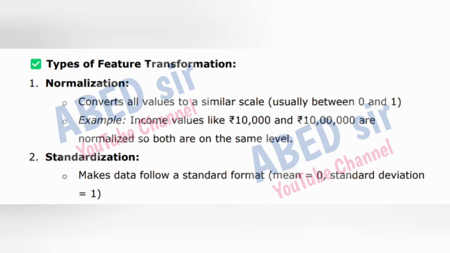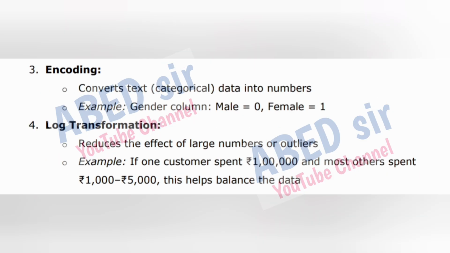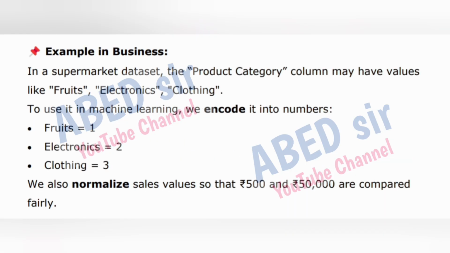2. Standardization. Makes data follow a standard format, mean is equal to 0, standard deviation is equal to 1. 3. Encoding. Converts text, categorical, data into numbers. Example, gender column. Male is equal to 0, female is equal to 1. 4. Log transformation. Reduces the effect of large numbers or outliers. Example, if one customer spent 1 lakh rupees and most others spent 1000 rupees to 5000 rupees, this helps balance the data.